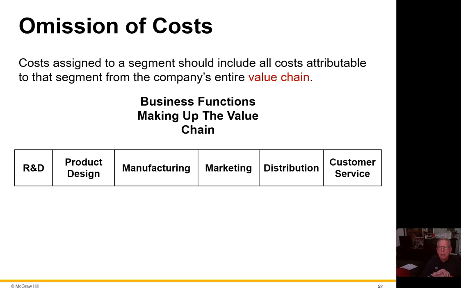Now, omissions of costs. Costs assigned to a segment should include all the costs attributable to that segment from the company's entire value chain. That value chain includes research and development, product design, manufacturing costs, marketing costs, distribution costs, and customer service.